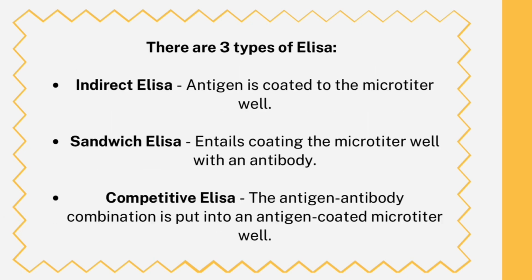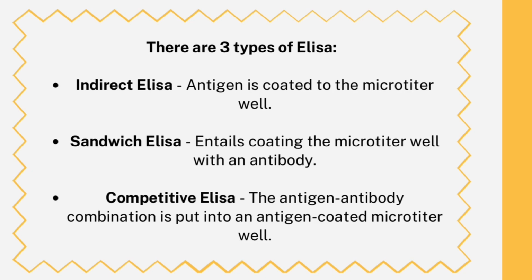Now let's take a look at the three types of ELISA. The first one is indirect ELISA. Antigen is coated to the microtiter well. Since many primary antibodies can be used with a particular secondary antibody that has been labeled, indirect ELISA offers more versatility. One of its drawbacks is the potential for secondary antibodies to cross-react with the immobilized antigen, which could enhance background noise.